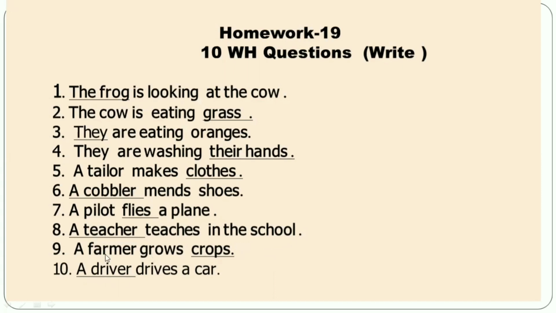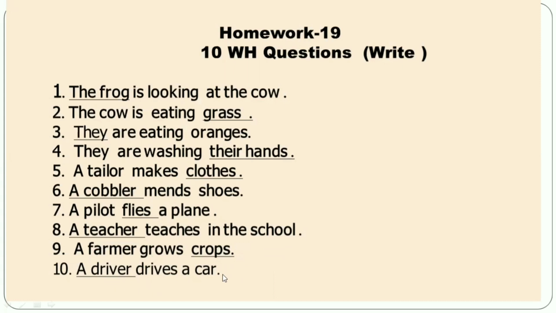So my dear student, a farmer grows crops. So my dear student, crops is underlined. So what will be used at first? What, then does is added with the verb. So what does a farmer grow? And at last the question mark.